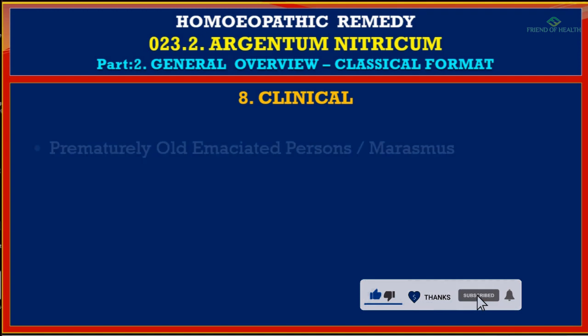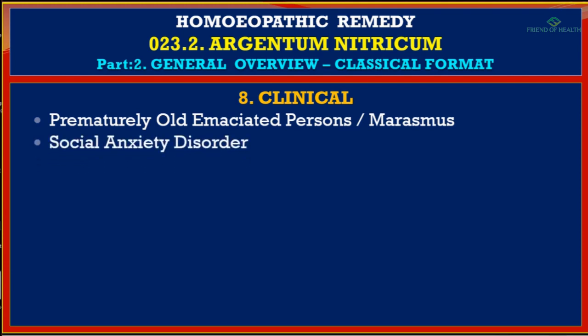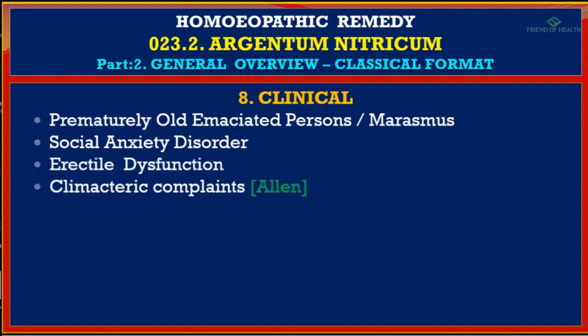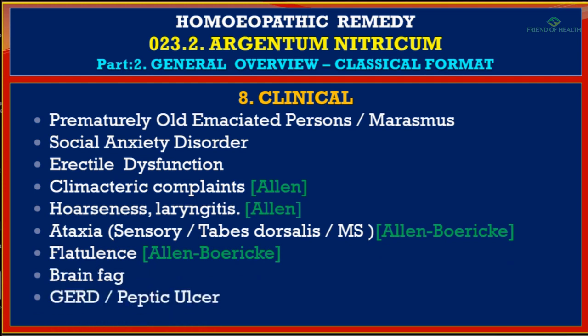Now the clinical conditions where we are going to use this medicine commonly are premature old age or emaciated person or child who is having marasmus, social anxiety disorder, erectile dysfunction, climacteric complaints or perimenopausal patient, hoarseness, laryngitis, especially speakers' or singers' laryngitis, ataxia, flatulence, brain fag, GERD or peptic ulcer, gastroesophageal reflux diseases are commonly covered by this particular remedy.